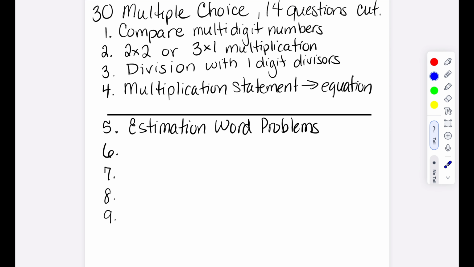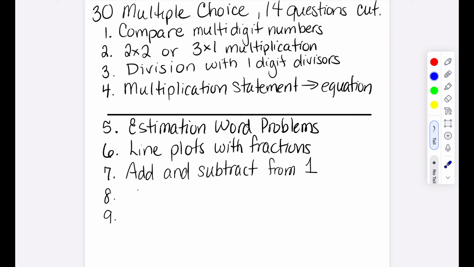Then they're going to have some type of estimation problem where you have to round to figure it out. Some type of line plot, usually a measurement problem with time or feet or inches, where the numbers also have mixed numbers and fractions. They might ask which is the biggest number minus the smallest number. They might also have something where you're adding or subtracting from 1, like you have 5/8. How many more do you need to get to 1? You're going to subtract and figure out what the rest of the fraction would be.